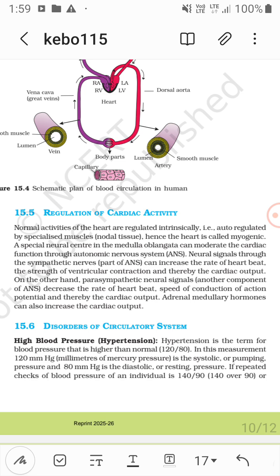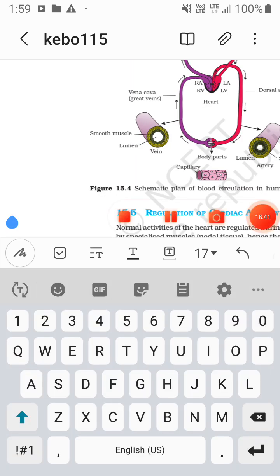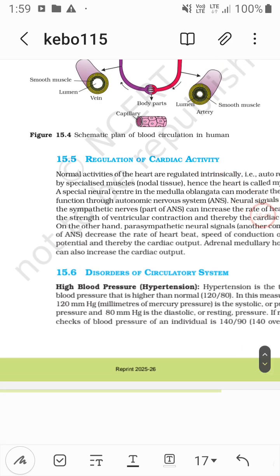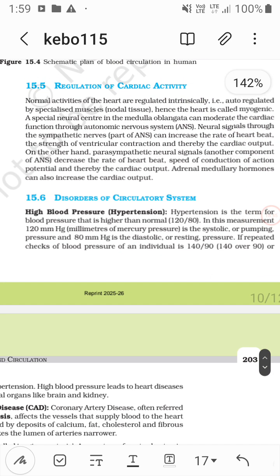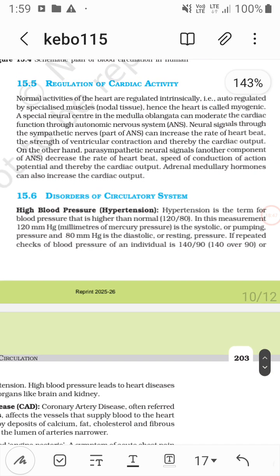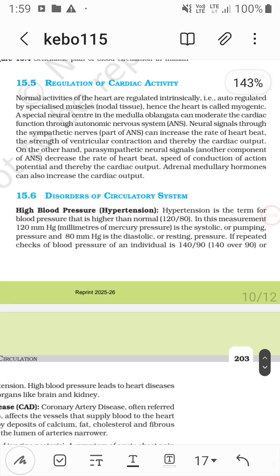Now the disorders of the circulatory system. You see high blood pressure, that is hypertension. Hypertension is a term for blood pressure that is higher than normal.